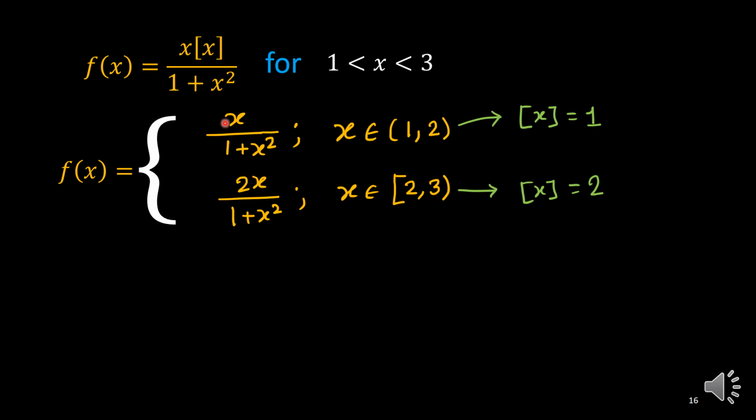Now here you can note that this function is one kind of function: x upon 1 plus x squared times some constant. Here the constant is 1 multiplied, here 2 multiplied. So what I will do, we will try to study this kind of function, f of x equals k times x upon 1 plus x squared. What is the nature of this function? Where k is positive. In this case k is 1 or 2, right?